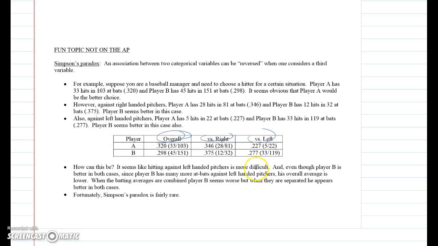It's because player B actually faced a lot more left-handed pitchers, and they are usually more difficult for a right-hander to hit off of. So he ended up having a harder situation to hit in a lot of the time, but he actually hit better in both of those situations, but it brought his overall batting average down because he had the harder situation more often. So it doesn't happen very often. Simpson's paradox is fairly rare, but it's just an interesting thing to take into account.